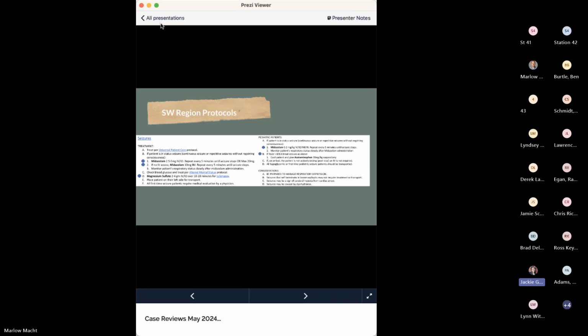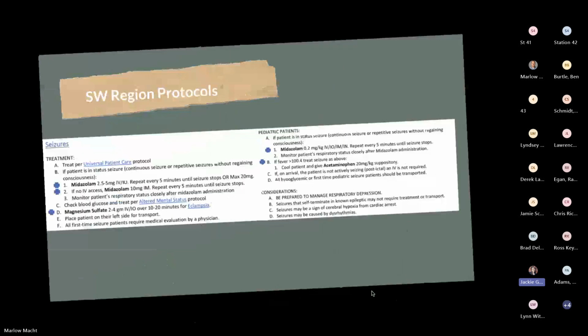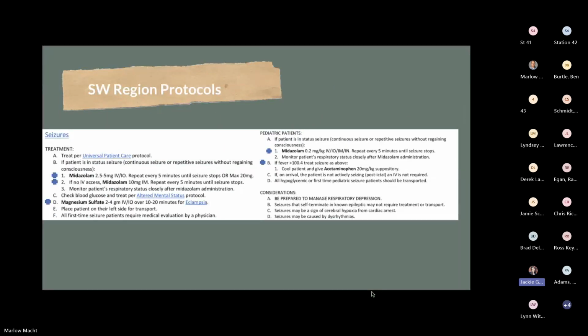So I think that in searching in our protocols, we don't have anything for withdrawal per se. When you search withdrawal, you go to the protocol for Versed, and so it's an option to give Versed for withdrawal. But I think the closest one we have in our protocols would be seizure management.